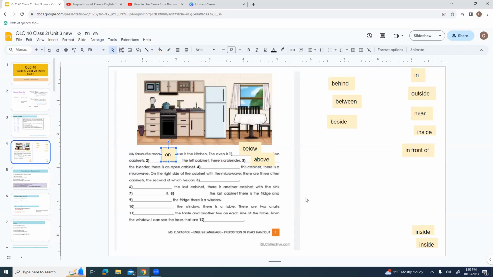Something this cabinet, there is a microwave in this cabinet. On the right side of the cabinet with the microwave, there are three other cabinets, the second of which has jars inside. I know the number is confusing. Something the last cabinet, there is another cabinet with the sink something it. So I'm going to say the sink inside of it. I know I'm doing it backwards, but that's kind of where it grabs me first.